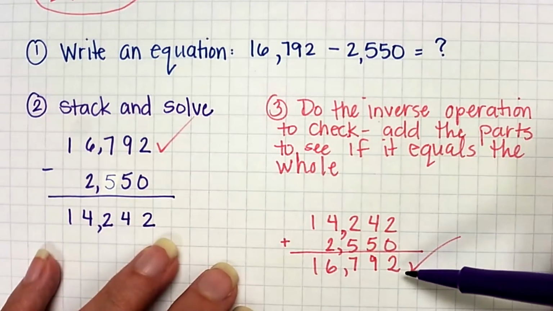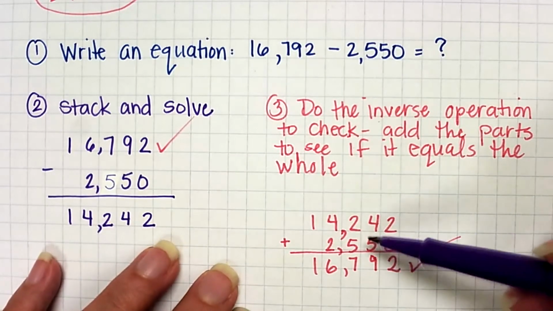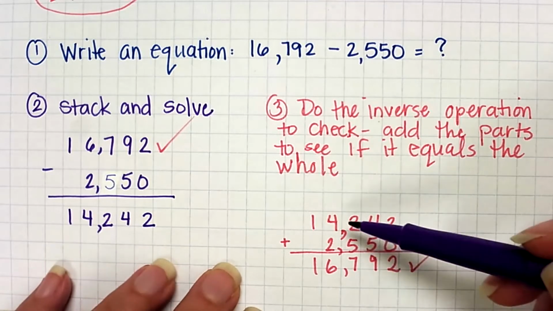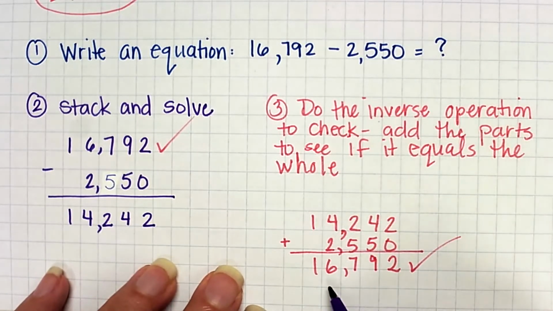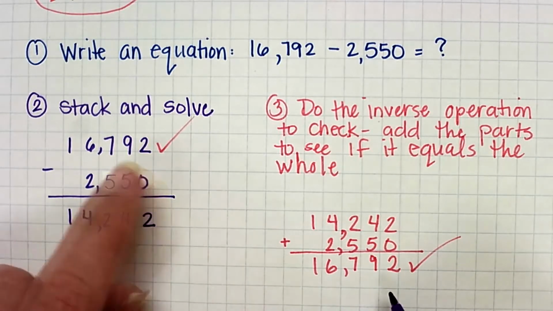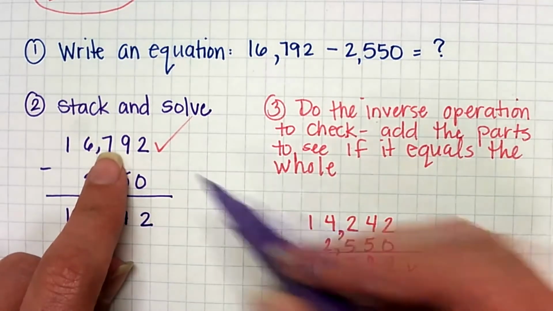So 2 plus 0 is 2, 4 plus 5 is 9, 2 plus 5 is 7, 4 plus 2 is 6, and 1 plus nothing is 1. So I got an answer over here of 16,792, which matched this one. So I checked them off to show that my answers are correct.